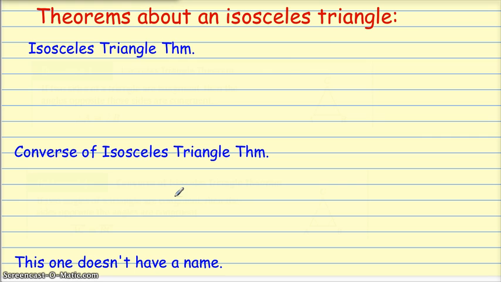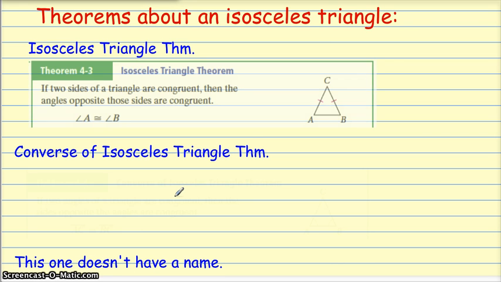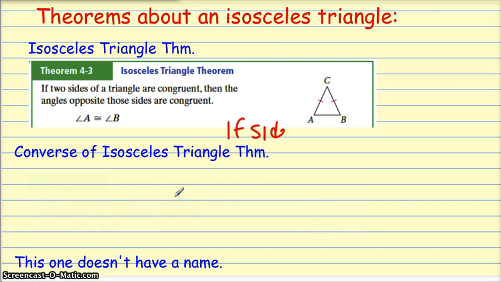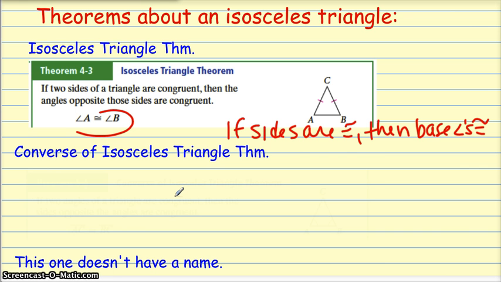So going back to those theorems, if two sides of a triangle are congruent, then the opposite angles are congruent. So it's basically saying if sides are congruent, then the base angles are congruent. Which is why it's marking angle A and angle B congruent, because the sides were marked, then you could show that the angles are.